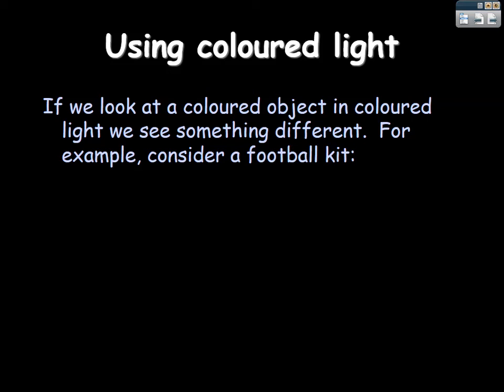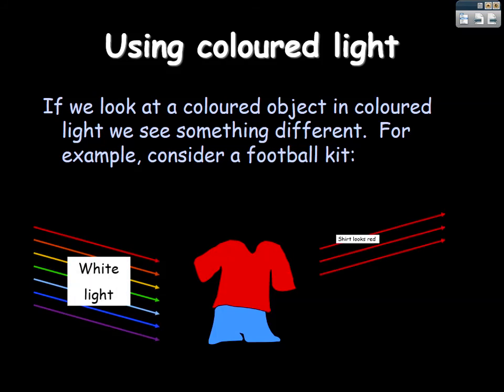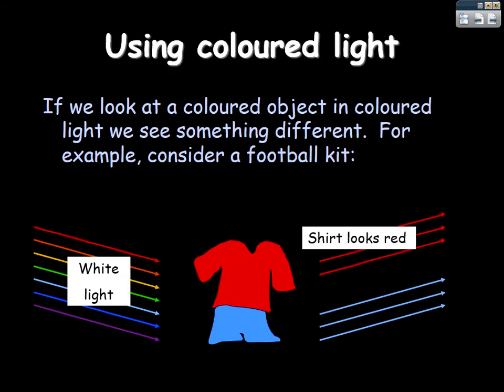What if we use only colored lights? Instead of shining white light down onto it, what if we only send down red light or blue light or green light, etc.? What would we see? We have an example here of a football kit, where the object itself is supposed to be red and blue. That's what it looks like under white light. The shirt is reflecting the red, the shorts are reflecting the blue.